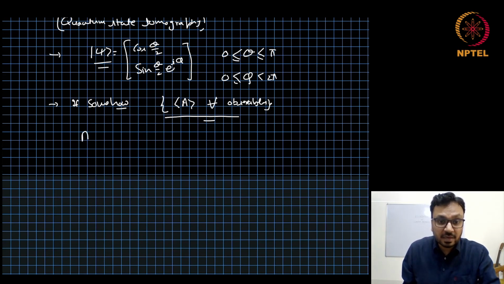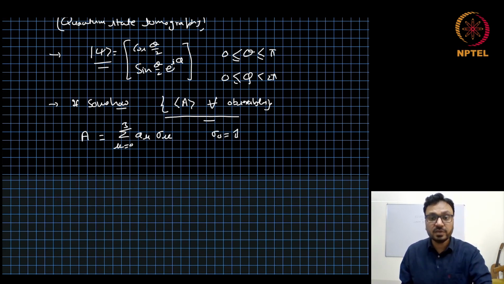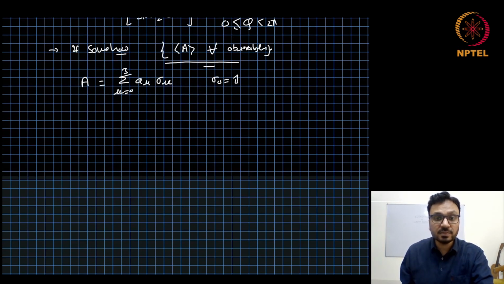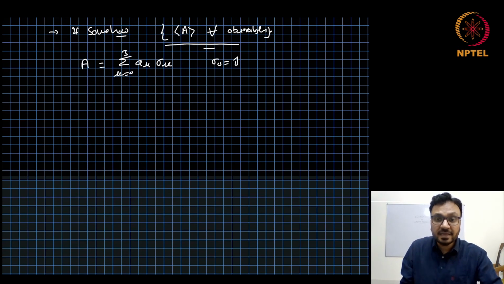An observable is a Hermitian operator, so we can write it as the sum of a mu sigma mu, with mu from 0 to 3, where sigma 0 is identity, sigma 1 is sigma x, sigma 2 is sigma y, sigma 3 is sigma z, and a mu are real numbers for all the mu's. So this is the most general representation of a Hermitian operator. We have discussed it earlier.